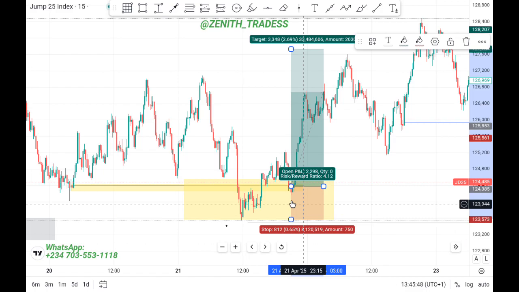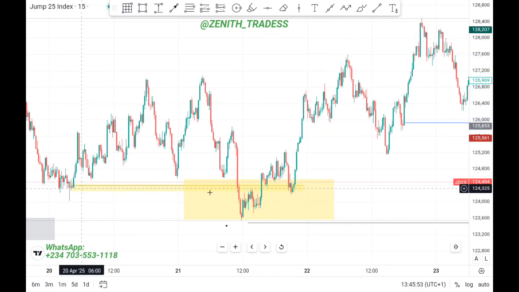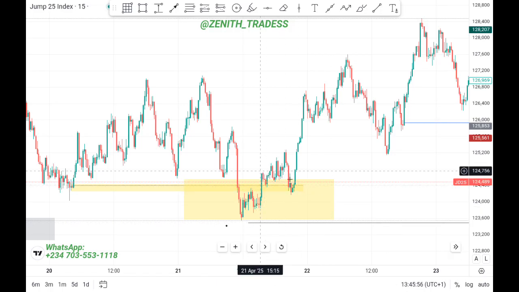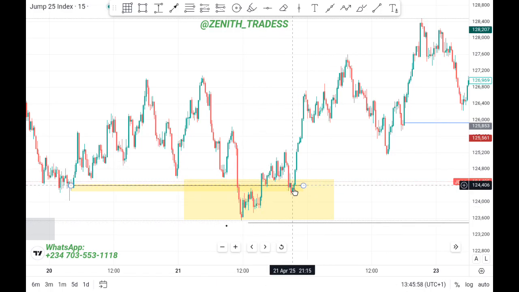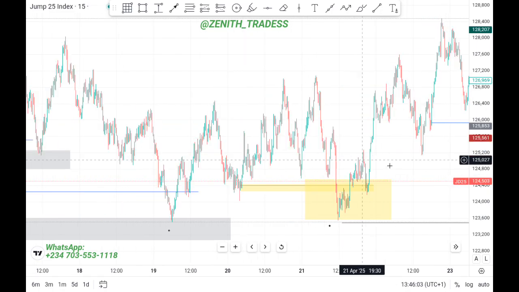So you see, this is eventually how a reclaim block works, right? A block was invalidated. Instead of it forming a mitigation block or a breaker block to continue down, it got reclaimed. After it got reclaimed, we should expect a retest. Why are we expecting a retest? Because the 4H is still bullish, right? So we don't expect price to continue lower.